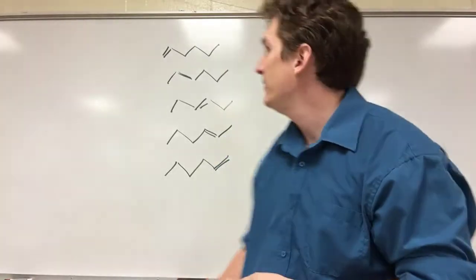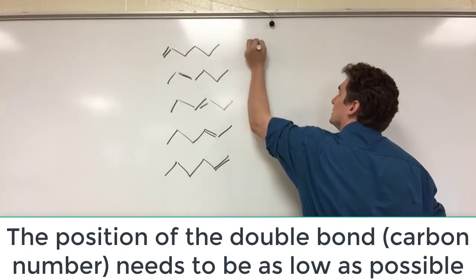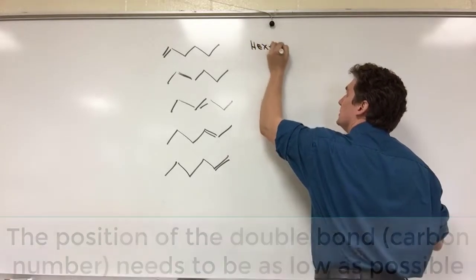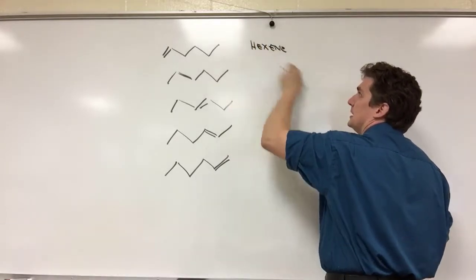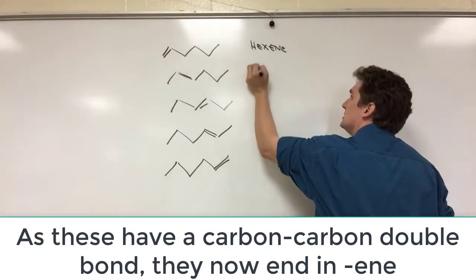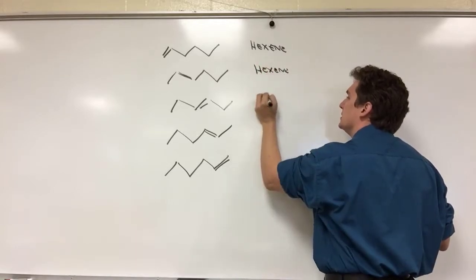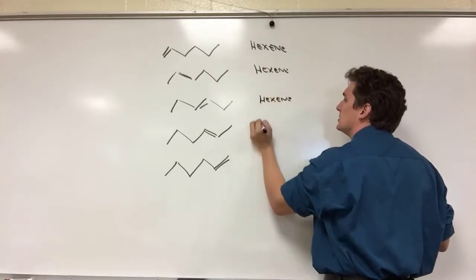So here I have hexene in all three. So we've got our long carbon chain, and the E ending here is going to let us know that this is an alkene. Now, every single one of them starts with hexene, but the question is, how do we designate where our double bond is?